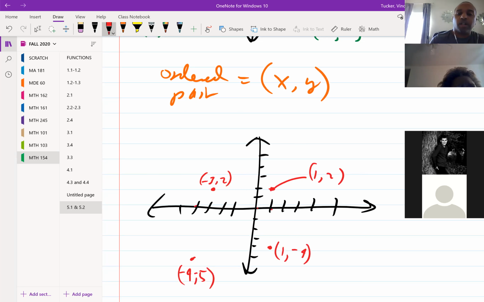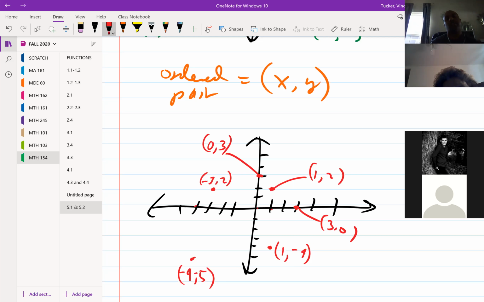If I had a point that was on the x-axis, my y would be 0. Any point that's on the x-axis, your y is 0. So if I look here, this point right here would be 3, 0. I went to the right 3, but nowhere for y. Same thing if I had a point on the y-axis, then x would be 0. So this point right here would have to be 0, 3, because I didn't move to the left or right. That's why x is 0, and then I went up 3.